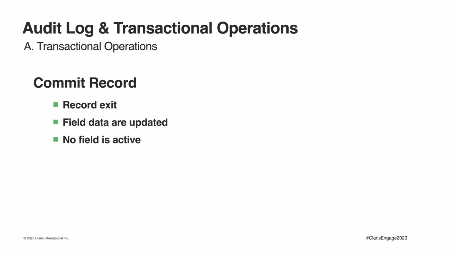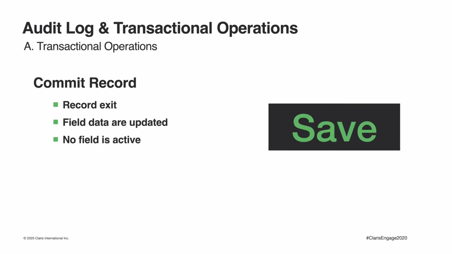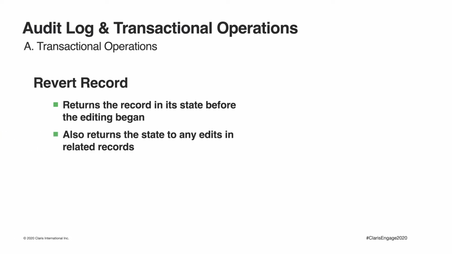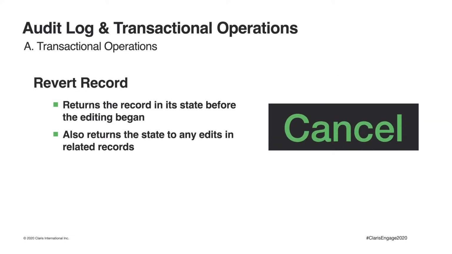No field is active. These operations are commonly known as save. On the other hand, revert record is the expected behavior of a cancel operation. When reverting a record, FileMaker returns it in its state before the editing began. FileMaker will also return the state to any edits in related records. This aspect of the revert script step is what makes it so powerful in contrast to manually scripting a revert process. Those operations are what makes this script step feel like a cancel operation.